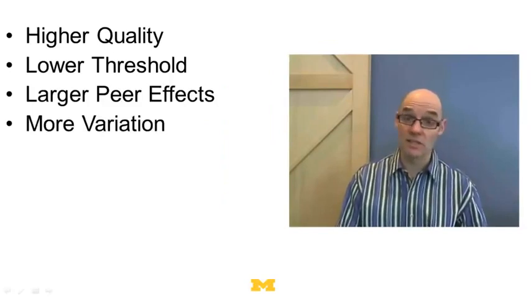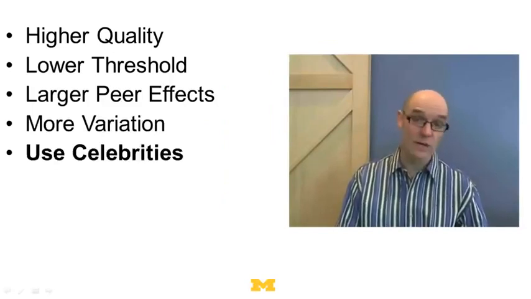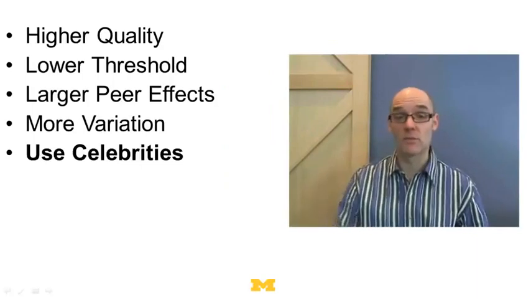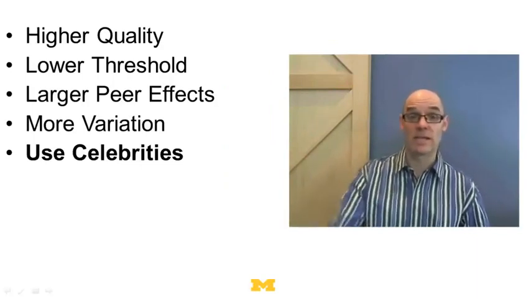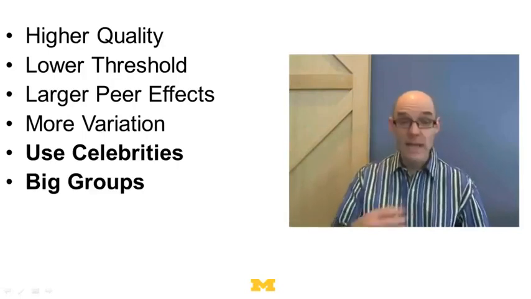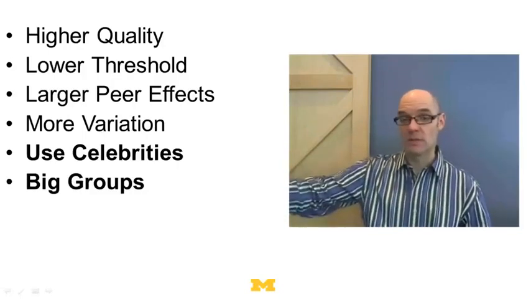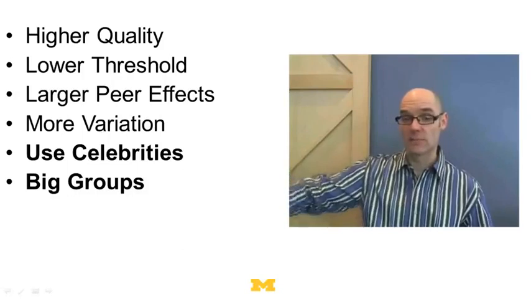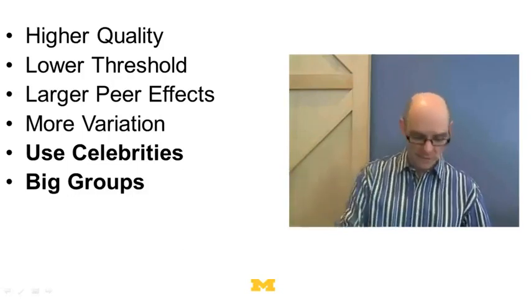More variation, the unobvious one. And now we have 2 more. Use celebrities. Put people in the front who are going to stand up for sure. So pay somebody in the front to start an ovation. And then big groups. Create groups of people. And then if one of those people in that group stands up, the whole group stands up, and that causes more people to stand up.